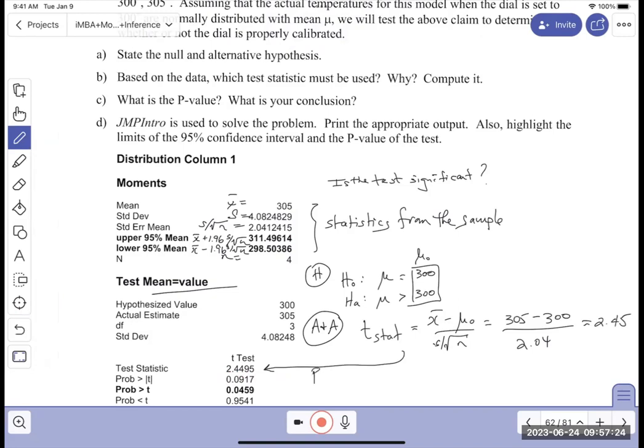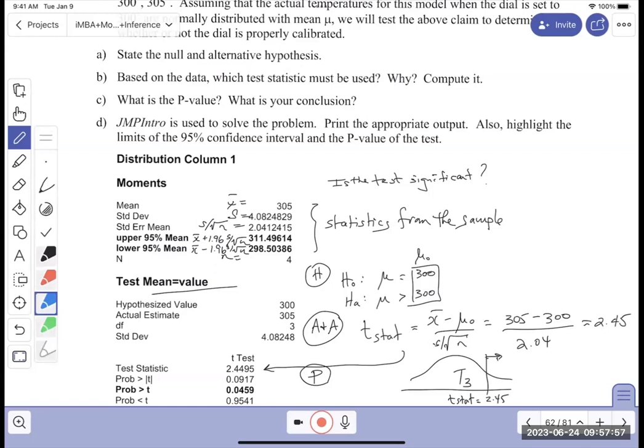And then the p-value is given. You draw the T-stat on the curve, that is T with 3 degrees of freedom, and it's equal to 2.45, and you test on the right side, and it's given to you already. The p-value is given as 0.0459.